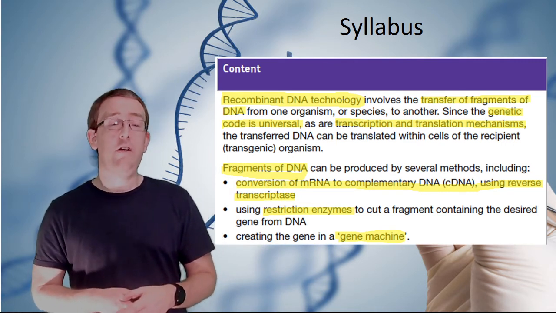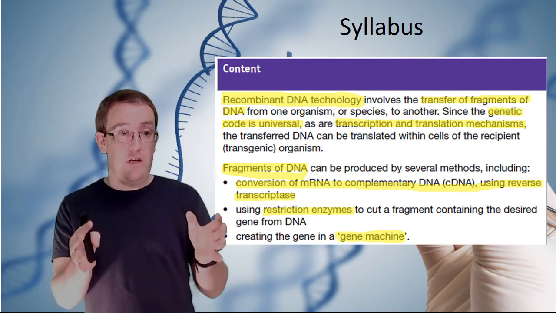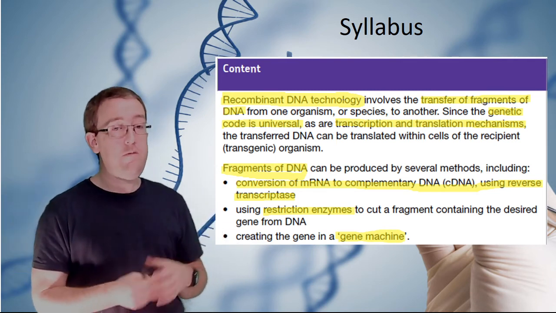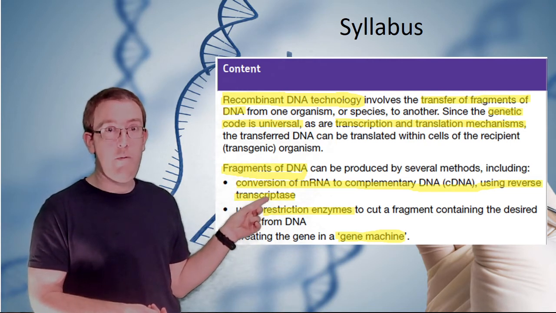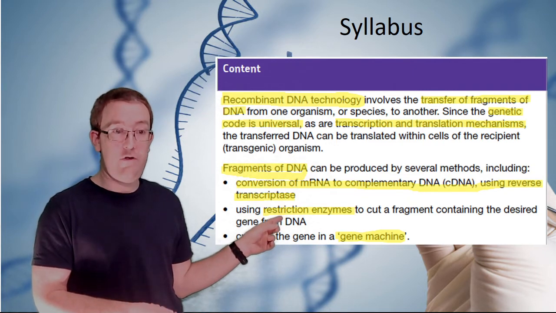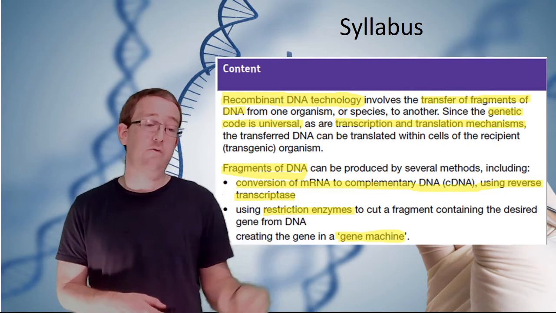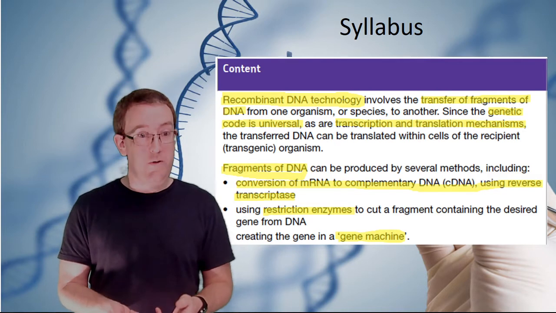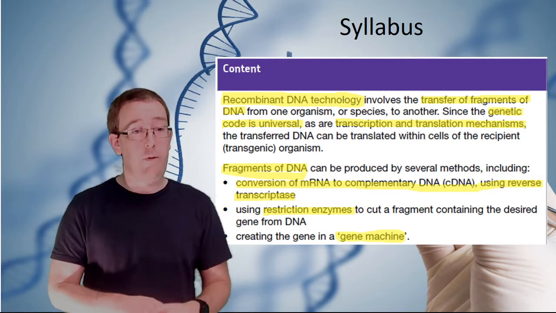We're then also going to talk about how we generate DNA fragments. If you want to do this, you've got to take a bit of DNA from somewhere to then insert into your host organism. And there's three different ways of doing this. You've got conversion of mRNA into complementary DNA. You've got the use of restriction enzymes to cut the DNA out of the genome directly. And you've got, just starting from scratch, completely generating an artificial DNA strand based on the sequence of maybe the amino acids in a protein. That's called creating a new gene in a gene machine. So this is all very, very modern stuff.